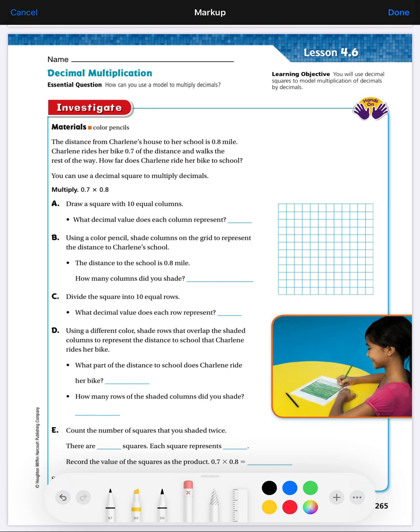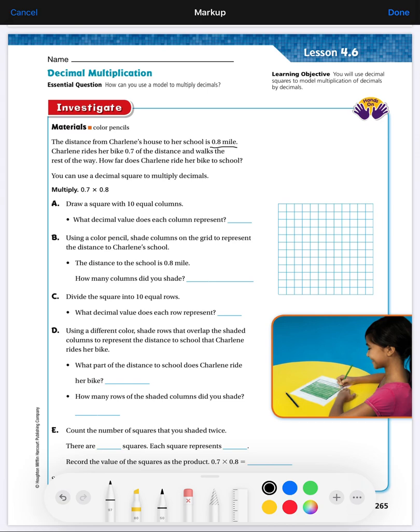So here, at the top where it says investigate, the distance from Charlene's house to her school is 0.8 miles. Okay, 0.8 miles. I want you to underline that. Charlene rides her bike 0.7 of the distance and walks the rest of the way. How far does Charlene ride her bike to school?